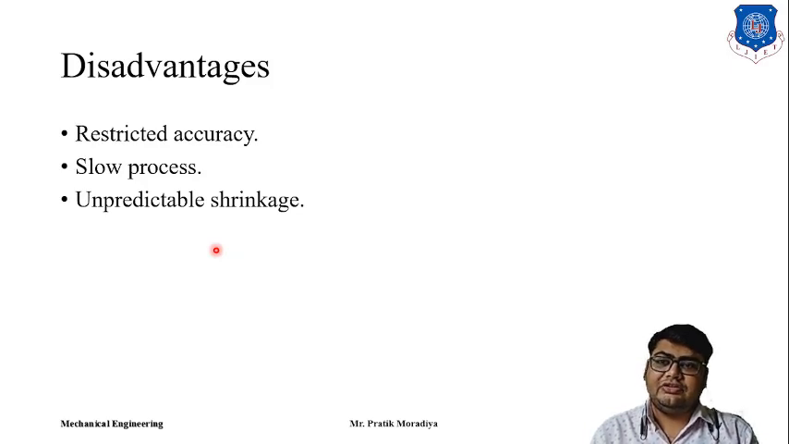What are the disadvantages? The biggest disadvantage is the accuracy of the FDM process. FDM is comparatively less accurate, so this is the biggest disadvantage. Also, the process is slow. Even for a moderate size part, the machine will take around 40 or 50 hours to build, and the shrinkage is not predictable. So there will be distortions and breakage of parts if your part is big. So these are the disadvantages of FDM.